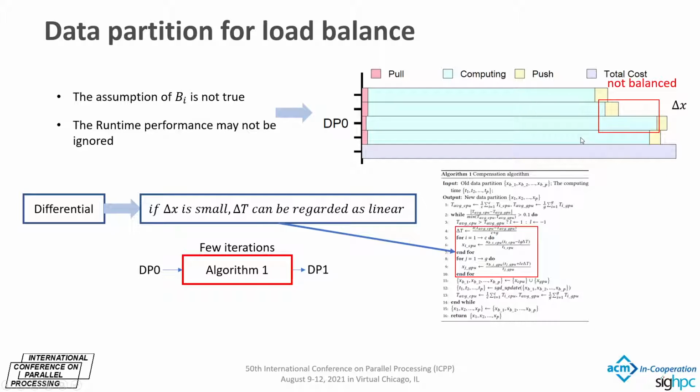We must fix the data partition. We refer to the idea of differential, and then design algorithm 1. If delta x is small, delta t can be regarded as linear. The data partition of dp0 fits this condition very well. We use dp0 as the input of algorithm 1 to obtain data partition for load balance named dp1.